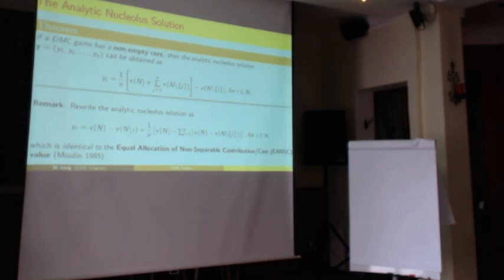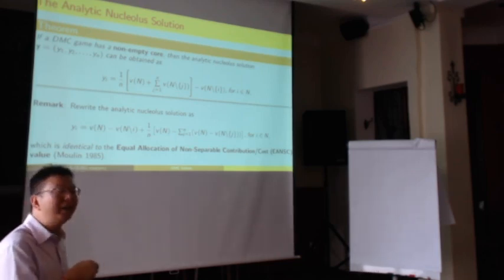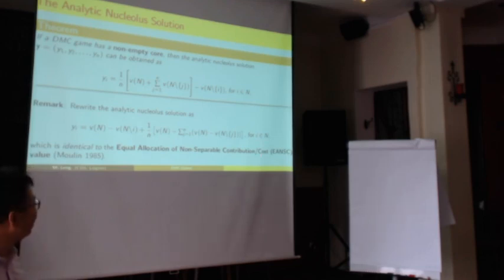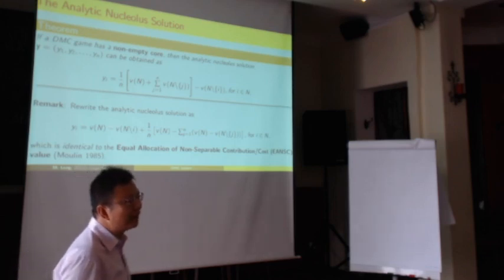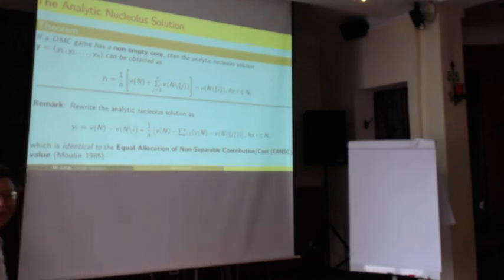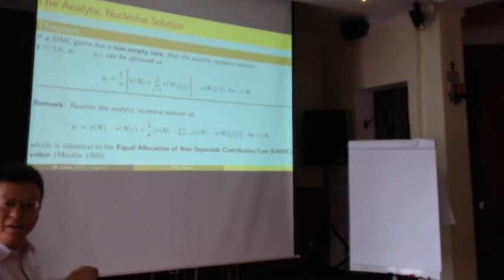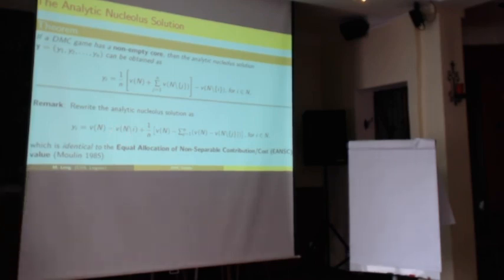So we can find this is the EANHC solution. This one, the EANHC solution. So this really surprised the referees. They found that the analytical solution of the nucleus is identical to the EANHC solution. So this is the non-separable part. This is the separable part. So this is EANHC.